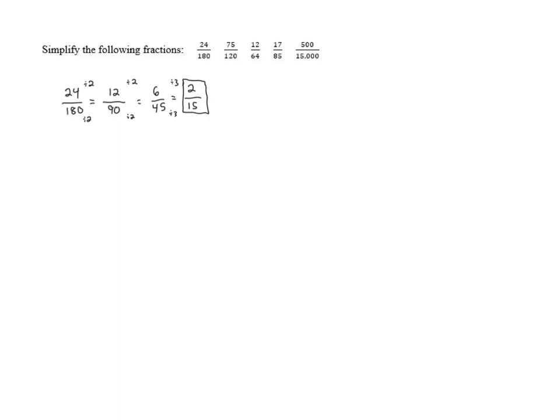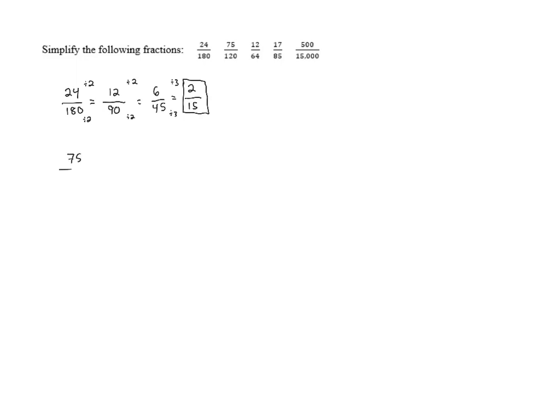Some of you might have divided by a larger number at first. Some of you may have recognized, for example, that 24 and 180 are both divisible by 4, or 6, or even 12. In fact, we could have started off by dividing the top and bottom by 12. 24 divided by 12 is 2, and 180 divided by 12 is 15. So you can do it in fewer steps when you recognize larger factors, but if you have a difficult time recognizing larger factors, it's fine to go one step at a time and reduce by smaller factors.